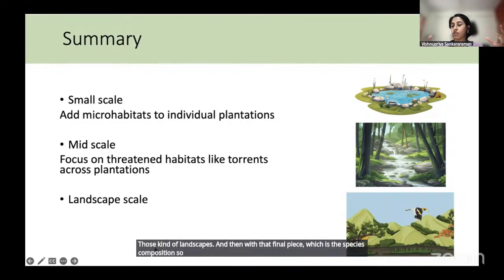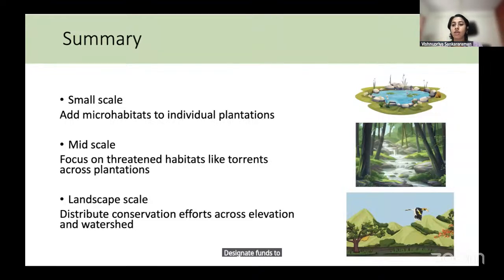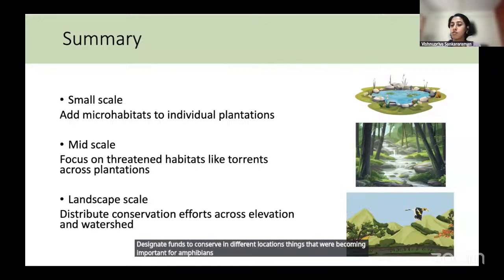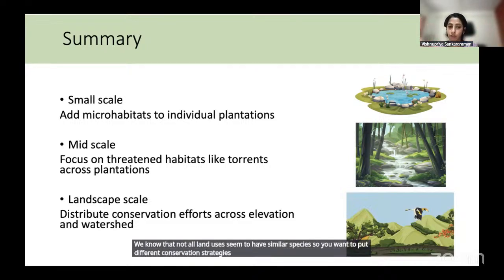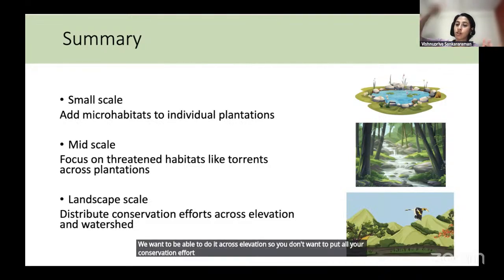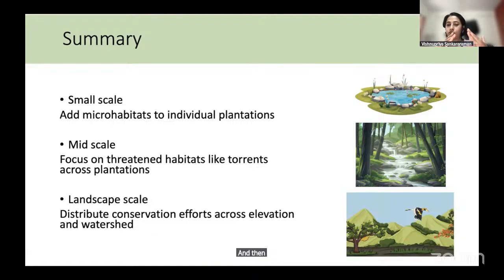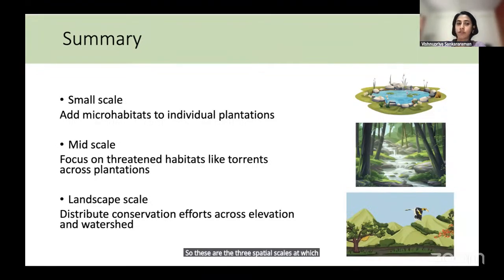At the landscape scale, you're a manager, you work in the department, you drive policy on what you can do and where you can designate funds to conserve in different locations. Things that would become important for amphibians is you want to be able to use different land uses. We know that not all land uses seem to have similar species, so you want to put different conservation strategies in coffee, tea, and forest. You want to do it across elevations, so you don't put all your conservation effort at one elevation, but try and do it across multiple elevations. So you're able to reach the most number of species, and then potentially those two watersheds I spoke about, because they have different aspects.